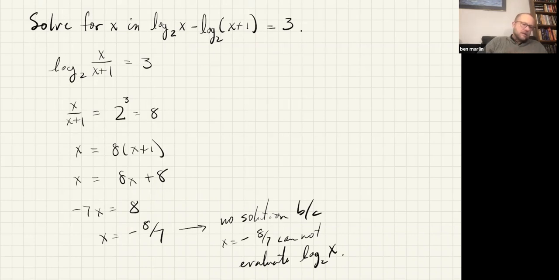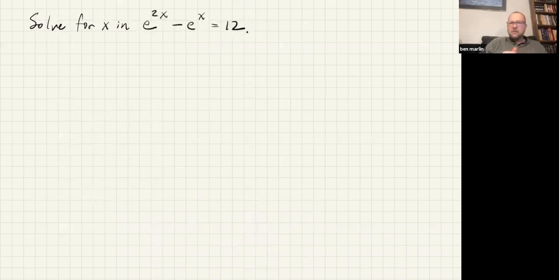So let's go ahead and take a look at another problem here. And this one, we have e to the 2x minus e to the x equals 12. Now, I need you to note in this that I've purposely designed a problem that's going to have a little bit of difficulties in it, but it's also going to illustrate a couple of things at the same time.